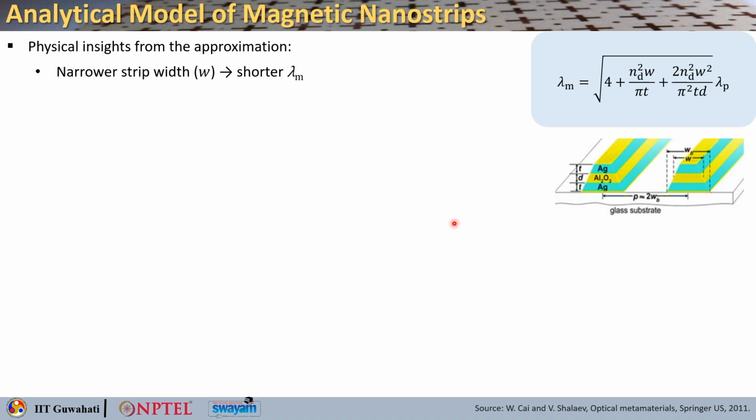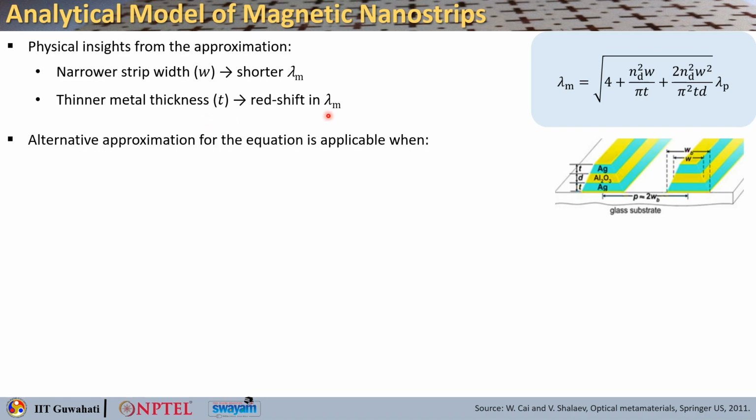Now, this approximation provides some physical insight and confirms the intuitive conclusion that scaling down the width of the strip will result in a shorter resonant wavelength lambda m, right. So, that is the first thing that you can see. Next, there is a less intuitive conclusion that reducing the thickness T of the metallic strips will tend to give lambda m a redshift. So, if you go for thinner metallic thickness, you will get a redshift in lambda m, and that is observed in both simulations and theory.